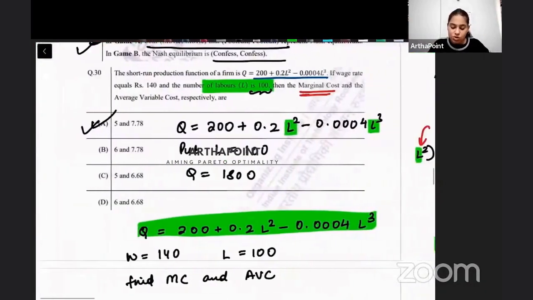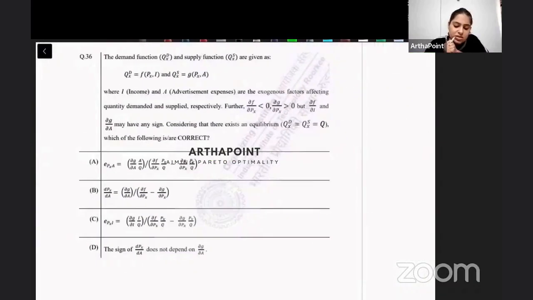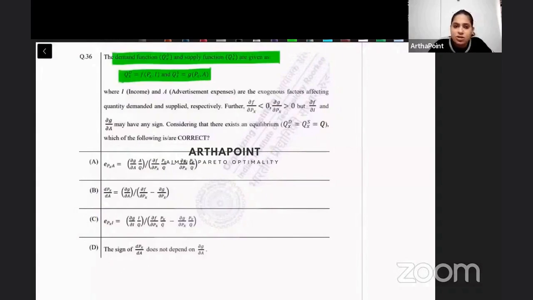Okay. So now what we will do is, this is the question on again elasticity. So it's very interesting that they give so much importance to elasticity. But this uses the concept of differentiation. So let's just do that. So it says that the demand and supply function are given to you.